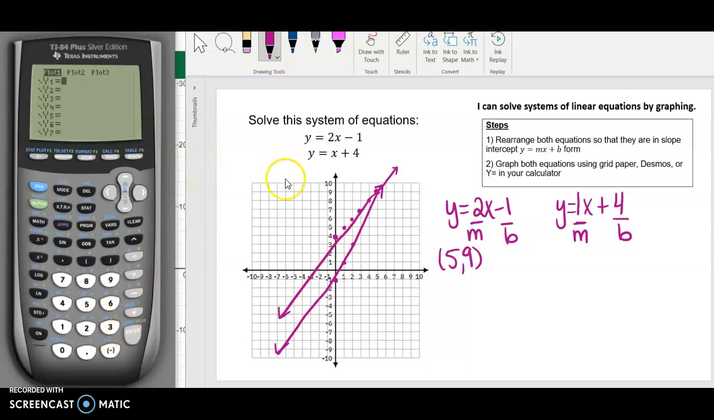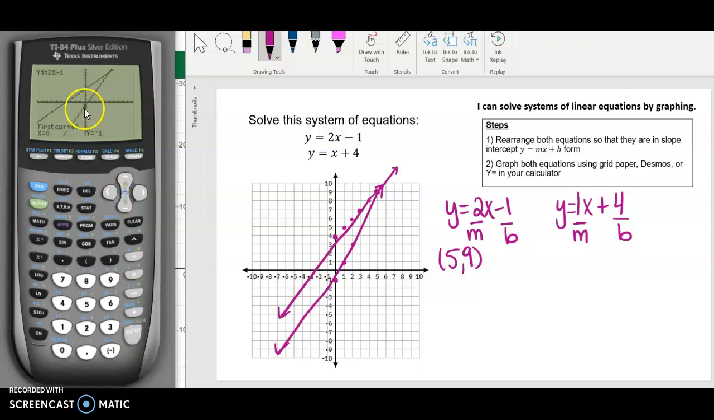So to enter these equations, I'm going to do 2x minus 1, and then hit enter, and then I'm going to enter x plus 4. Now I click graph, and you can see the graph of my system of equations, and then I click second and then this trace button, because it says calculator up here. So I click calculate, and then I choose option 5, which says intersection, and then hit enter.